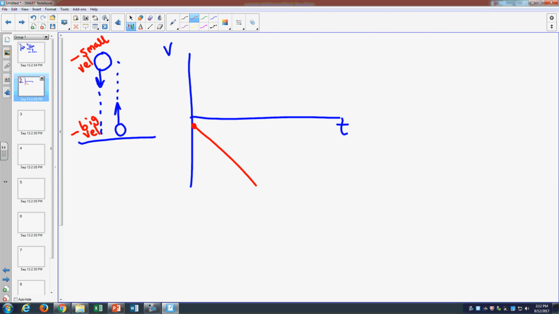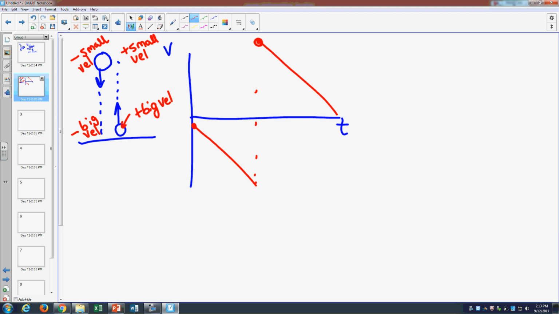And then, over here, is it positive or negative? Well, it's positive. It's going up. And is it big or small, the velocity? It's big, right? It's going fast. So a positive big velocity. And so that means that I'm going to be here. And then actually it's going to get smaller because up here I have a positive small velocity. And so my v versus t graph will look like this.